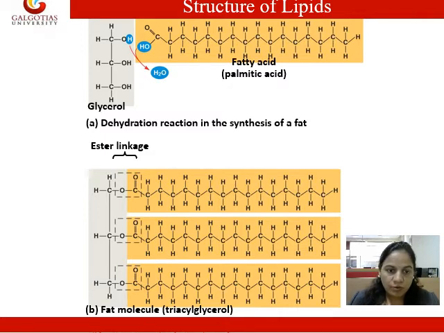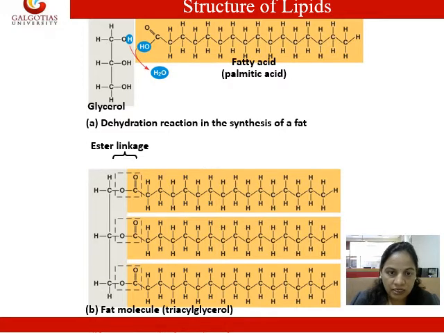Now we are talking about the ester linkage present here. By the dehydration reaction in the synthesis of the fat, this is the fatty acid and the glycerol. Now we will go for the dehydration reaction in this particular case. You can see here the H and OH, H from glycerol and OH from the fatty acid, are going to come out as a dehydration reaction, and you can find here a kind of ester linkage.